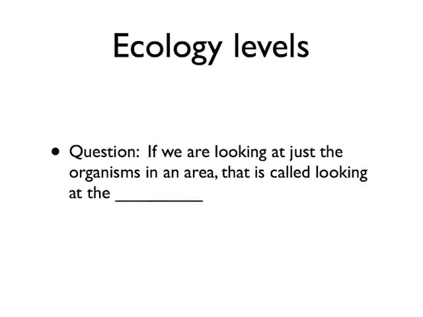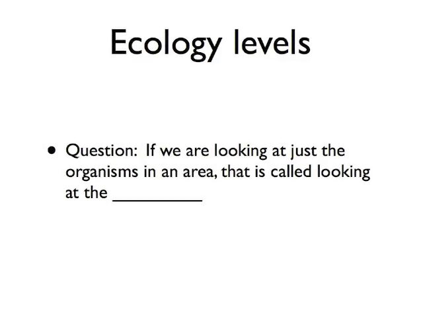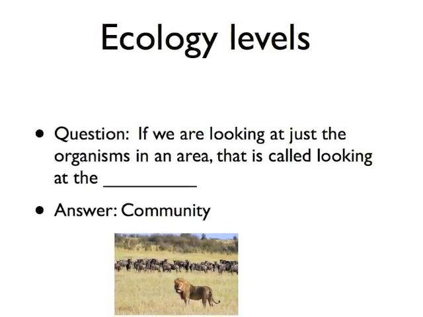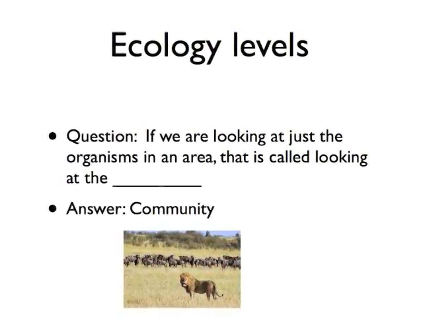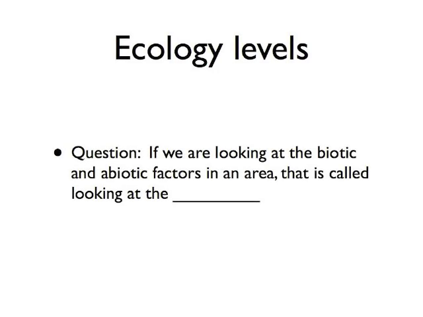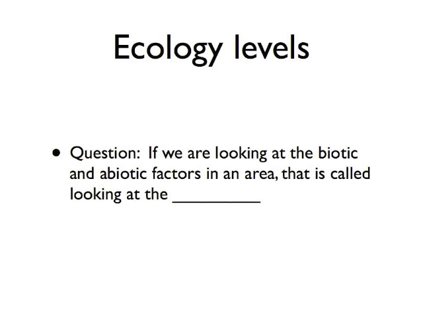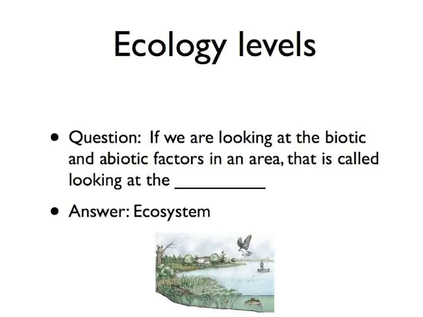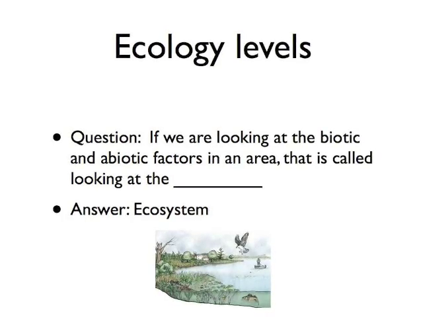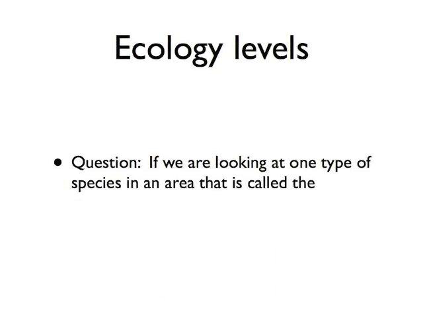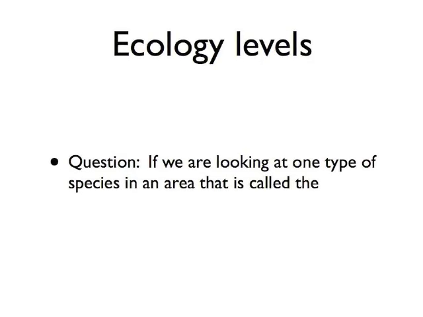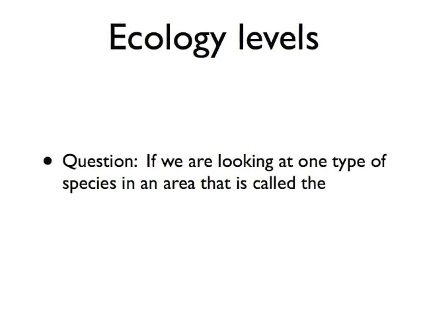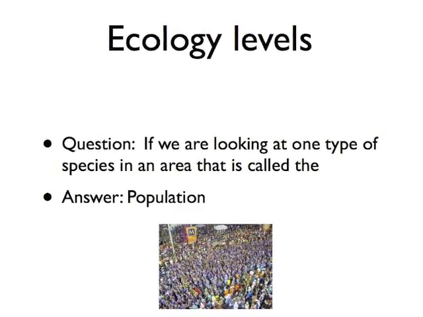If we were looking at just the organisms in an area, that is called looking at the blank. Community. If we were looking at the biotic and abiotic factors in an area, that is called the ecosystem. If we are looking at one type of species in an area, that is called the population.